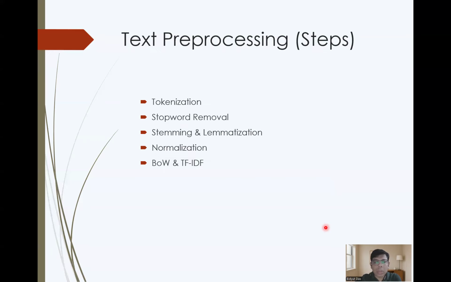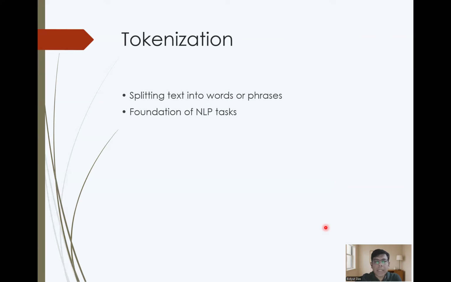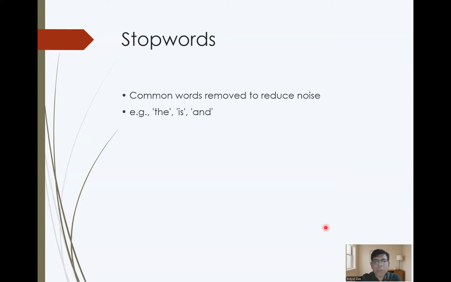So tokenization, what is tokenization? Splitting text into words or phrases. All the text at first will be split into small words or phrases. That is called tokenization. That is the foundation of NLP tasks. Stopwords: common words removed to reduce noise. Some commonly used words that are not important, like the, is, and, are very commonly used in text but do not have any meaning in text preprocessing. That is called stop words. There is a list of stop words, and when we preprocess any text, we remove these words using the list.